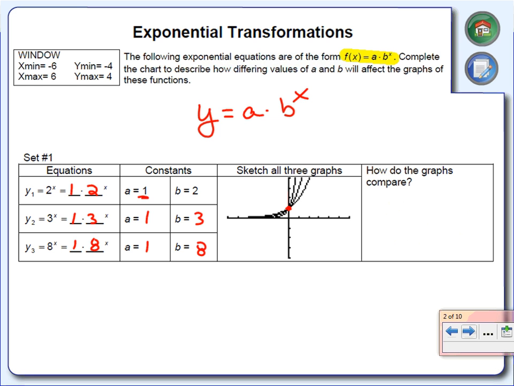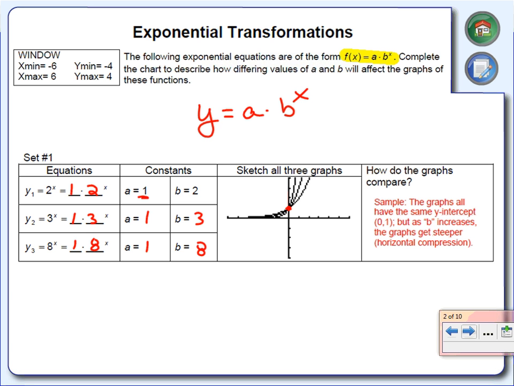Okay? So, now here where it says, how do these graphs compare? A couple of things I want you to write down for me. First thing I want you to write down is they share the same y-intercept. They all have the same y-intercept, and that y-intercept happens to be (0, 1). And the reason they all have the same y-intercept is because they all have the same a value. They all have an a value of 1.